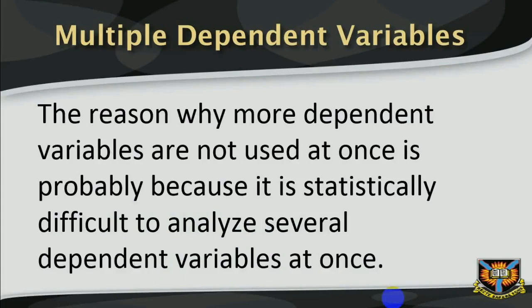Separate analysis could be conducted for each dependent variable by itself, but this loses information in much the same way that a separate analysis of independent variables ignores interactions. Multivariate analysis is complex. Nevertheless, you should be aware that it is often advantageous to use more than one dependent variable in an experiment.